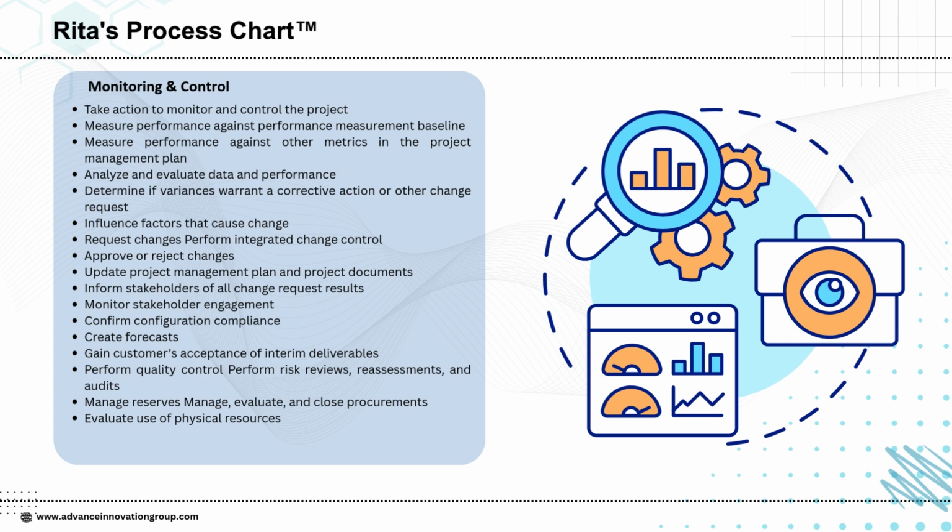Quality control, risk reviews, and audits help maintain standards and identify new risks. Additionally, procurement activities are evaluated and closed when needed, while resource usage is assessed to ensure efficiency. Interim deliverables are validated with the customer, ensuring ongoing alignment with expectations.